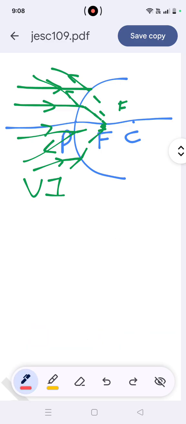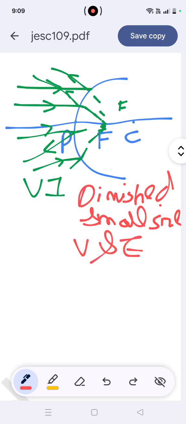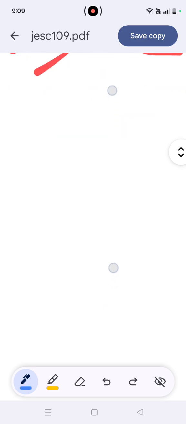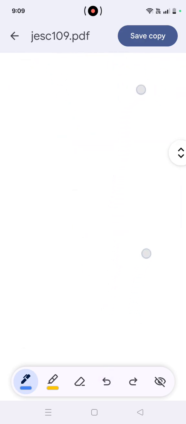And a very important thing: the image formed in a convex mirror will always be diminished and small in size. Another thing, it will always be virtual and erect. See how nice that is, much better than the concave mirror. There is so much to remember in concave. It's better to be simple than complex in some things.